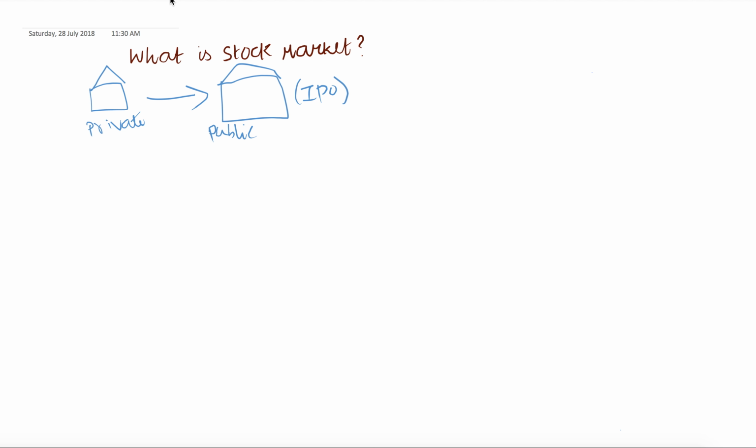IPO means initial public offering. Initial public offering means the company is moving from private to public, so people can invest in that company by buying shares. This is the primary market, where public people can directly buy stocks or shares from that company. So this is the primary market.